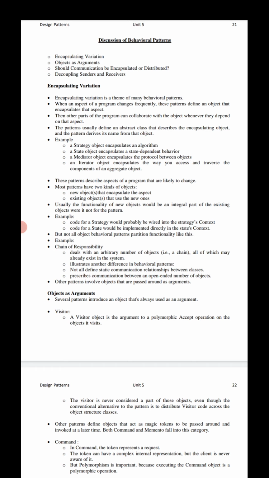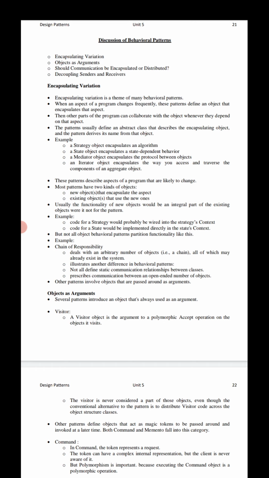There are so many behavioral patterns we have discussed. The first one is encapsulating variation, then objects as arguments, and whether communication should be encapsulated or distributed. And finally we saw decoupling the senders and receivers, in the sense of separating the senders and receivers. Now today we are studying encapsulating variation.